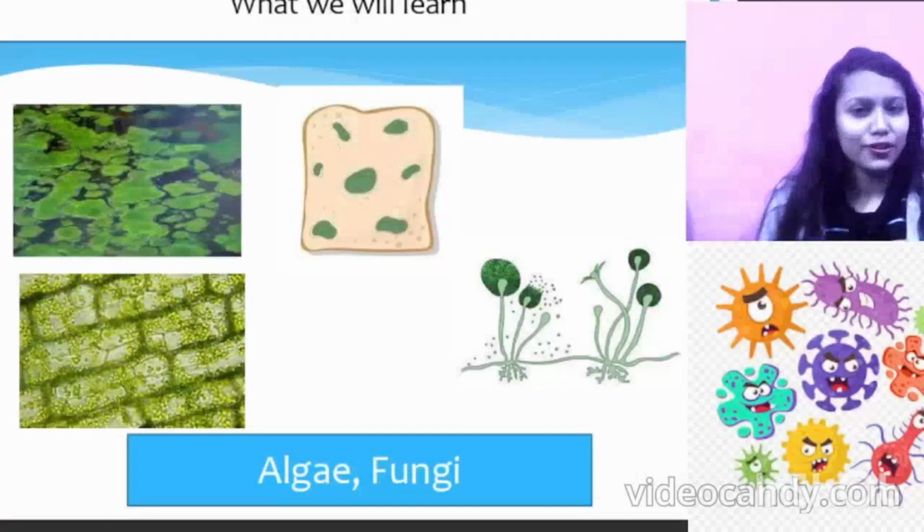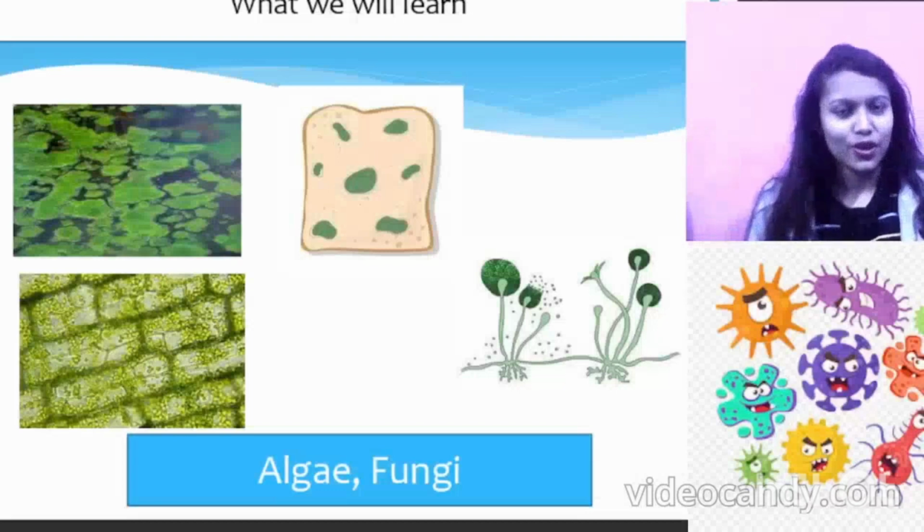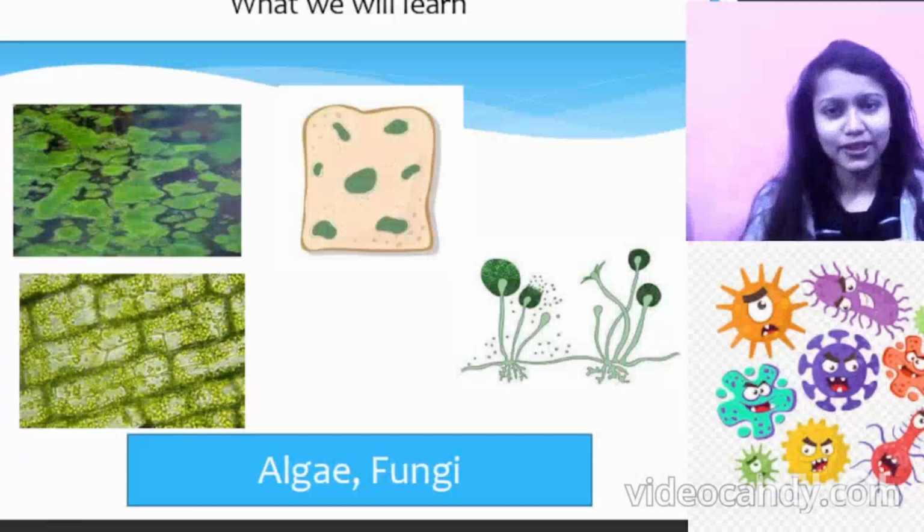I'm sure near any river or pond you might have seen such a green colored substance. What is this substance? It doesn't come in the category of plants, nor is it a kind of aquatic life. What is this? We will learn about this in the chapter. We will learn about algae in this chapter.